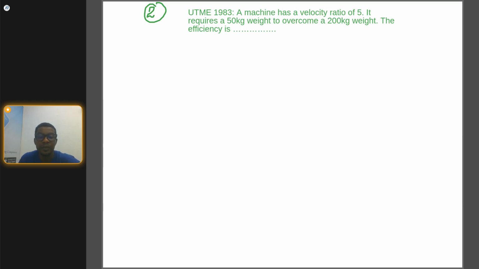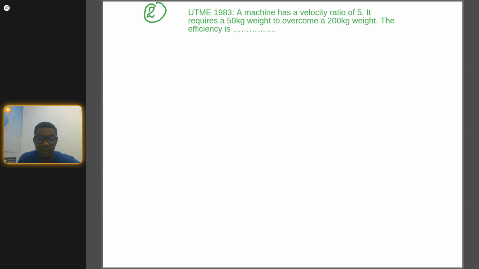So we have the next question, UTME 9083. A machine has a velocity ratio of 5. It requires a 50 kilogram weight to overcome a 20 kilogram weight. The efficiency is dash. We are asked to calculate the efficiency of that question.